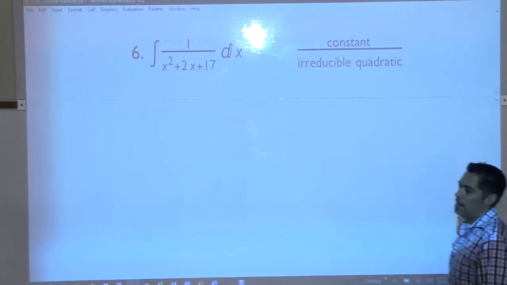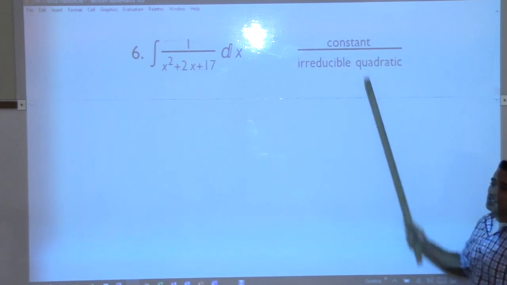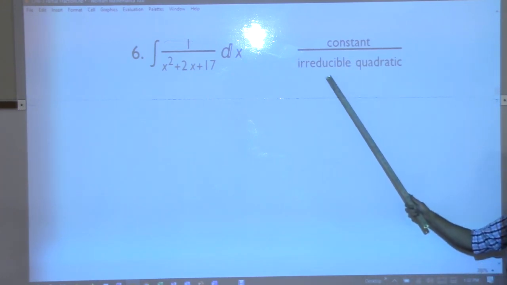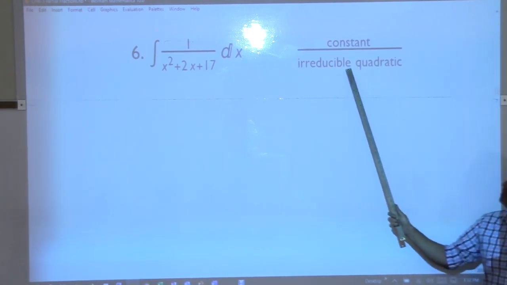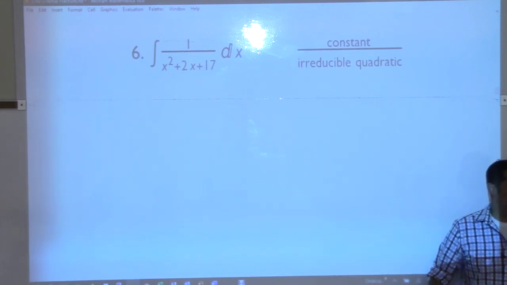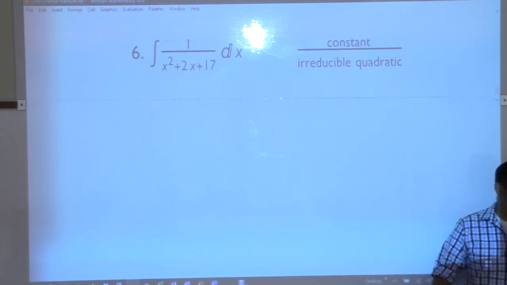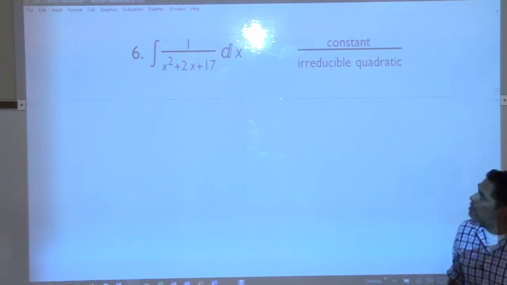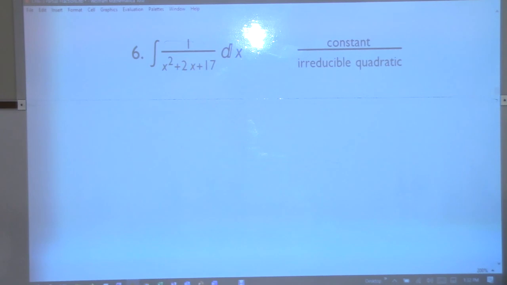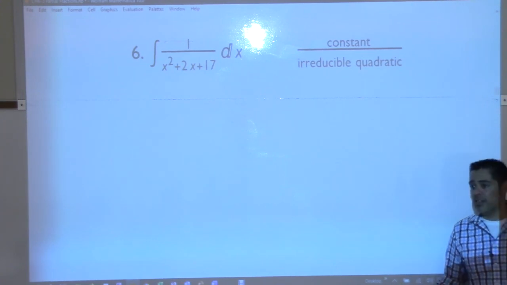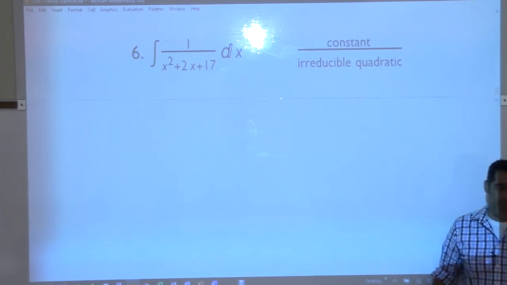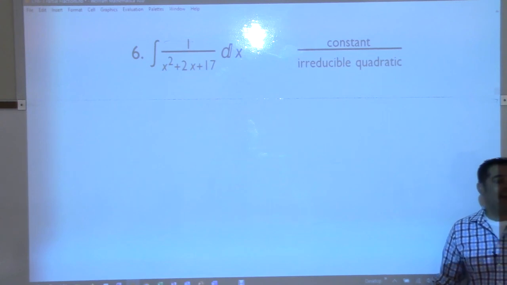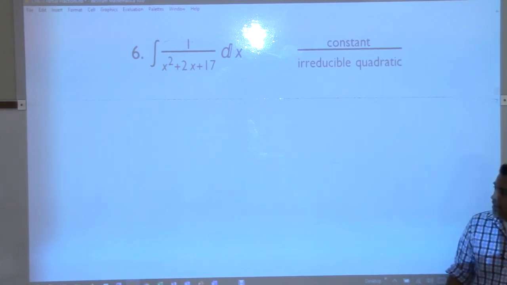All right, how about this one? A constant over an irreducible quadratic. What do I mean by irreducible? Not factorable. So it's not a factorable quadratic. If you look at x squared plus 2x plus 17, you cannot factor that. Now be careful, because if you can factor it, we have a different technique, which we haven't talked about. But if it cannot factor, we can still do it.